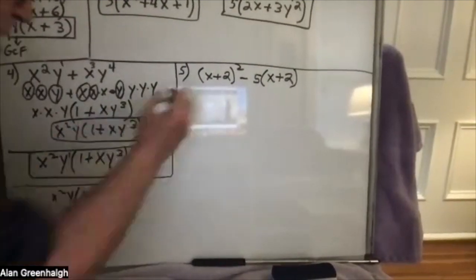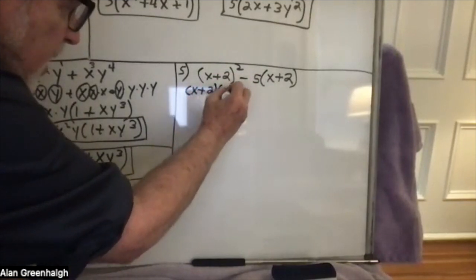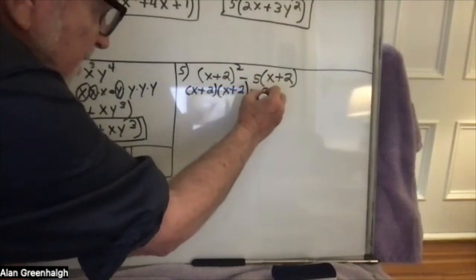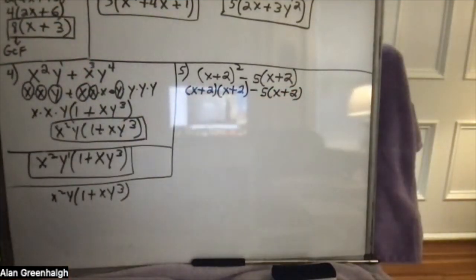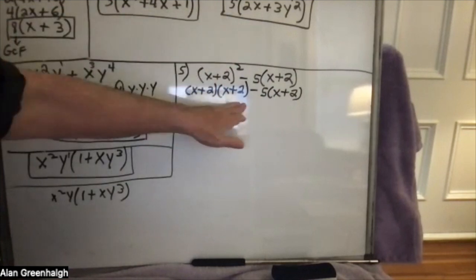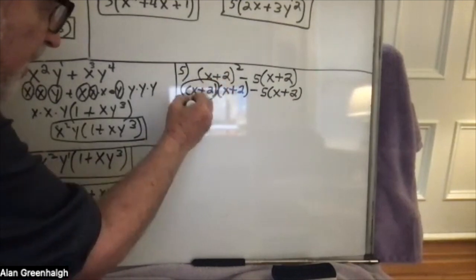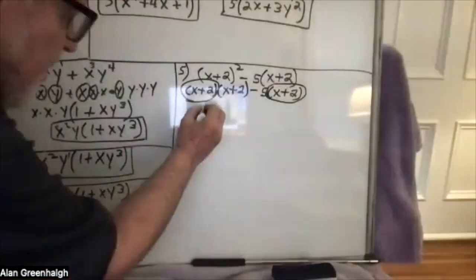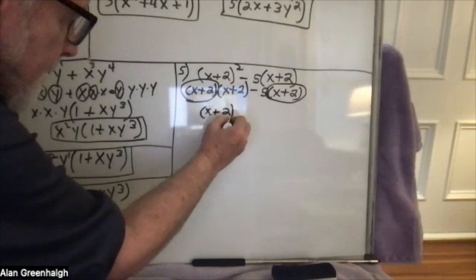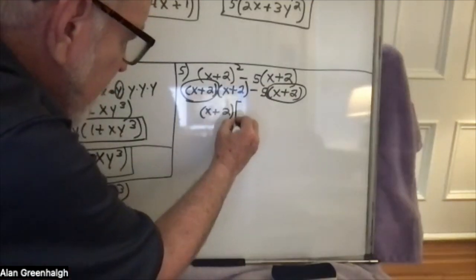So the better way of doing this is to say, well, what does this mean? This means (x plus 2) times (x plus 2) minus 5 times (x plus 2). That's what this really means. The x to the second, of course, can be written expanded like that. And the common factor is here and here. So you could take out the x plus 2 since that's the common factor, and then in brackets.